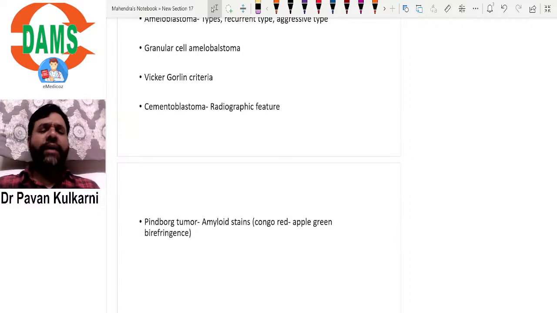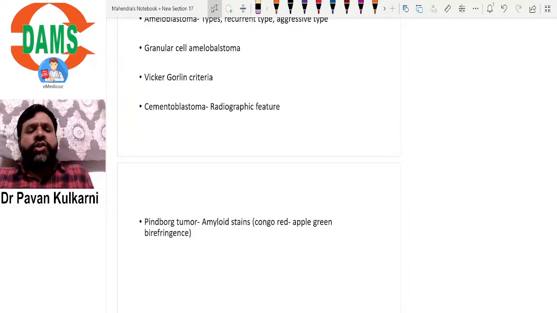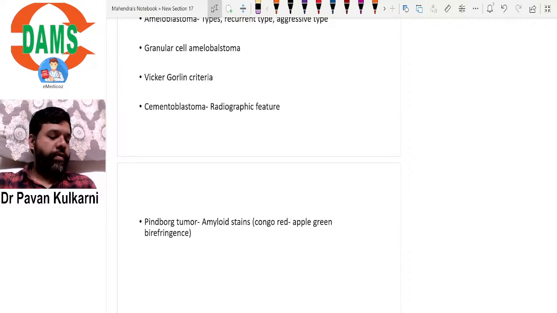And we should know that cementoblastoma has to be differentiated from a very important type of osteomyelitis called condensing osteitis. Condensing osteitis also frequently mimics cementoblastoma. But radiographically, we are supposed to differentiate between the two.